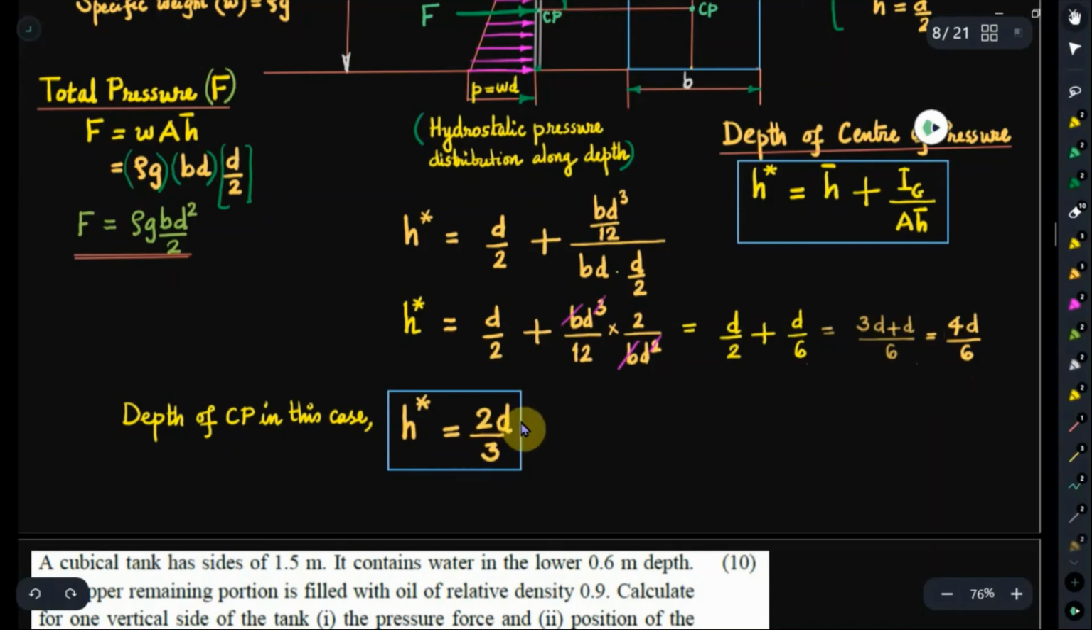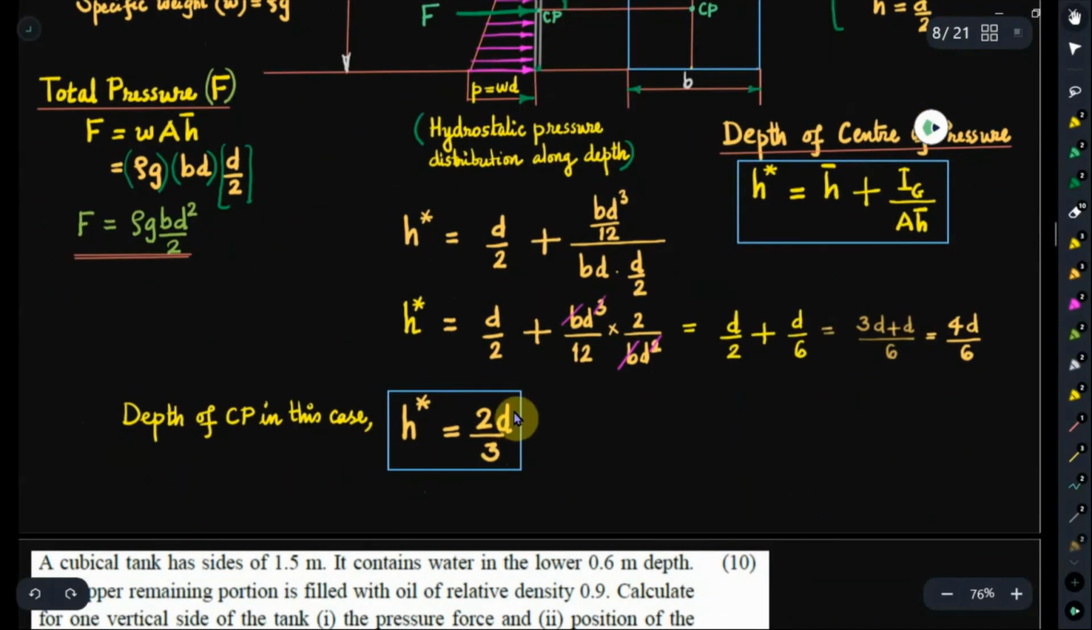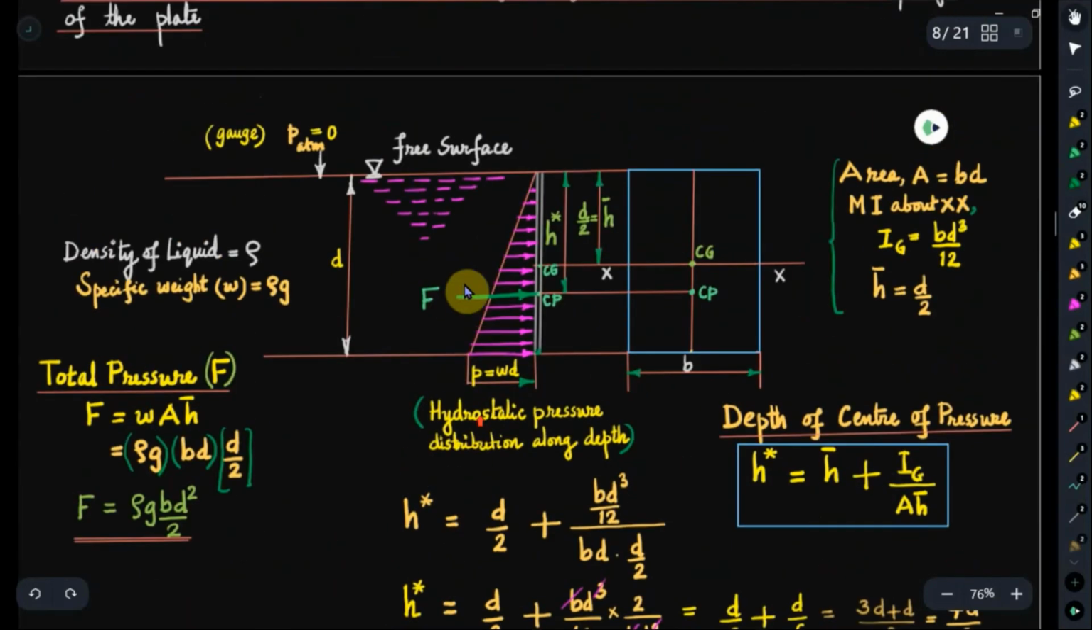See, what does it mean? If the upper edge of the vertically immersed rectangular lamina is in level with the free surface, if the upper edge is touching the free surface, then the center of pressure will be at a distance of 2/3 of the depth of the lamina from the free surface.